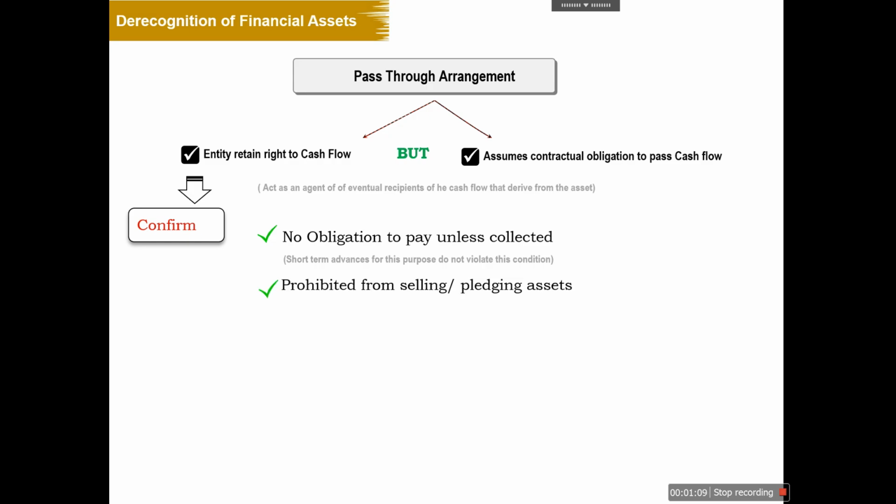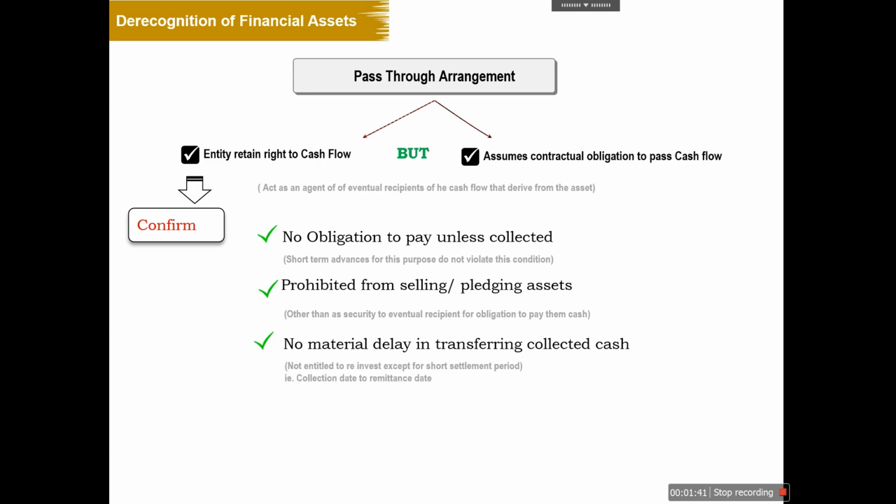Another is if the entity is prohibited by the terms of the transfer contract from selling or pledging the original financial asset. But in this case, the transfer may be as security to the eventual recipient for the obligation to pay them cash flows. And the third condition is where an entity has an obligation to remit cash flow it collects on behalf of the recipient without any material delay. However, the entity is not entitled to reinvest such cash flows except for investment in cash or cash equivalents. However, there may be some delay between the collection date and the remittance date for administration purposes.